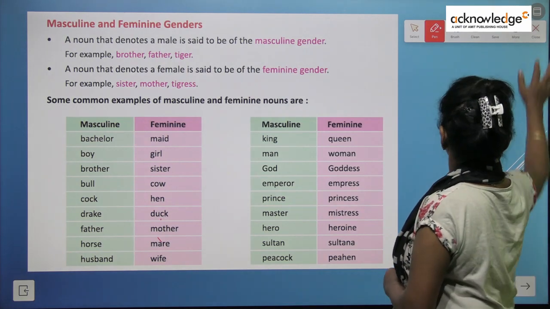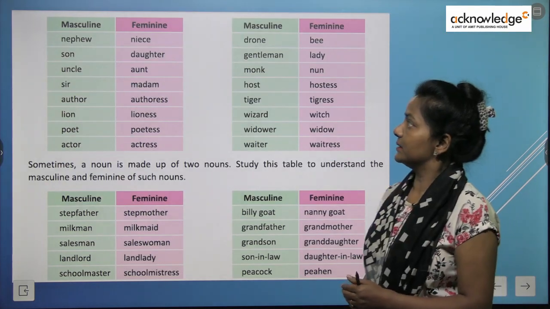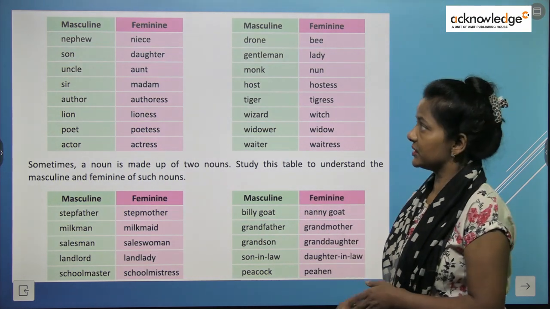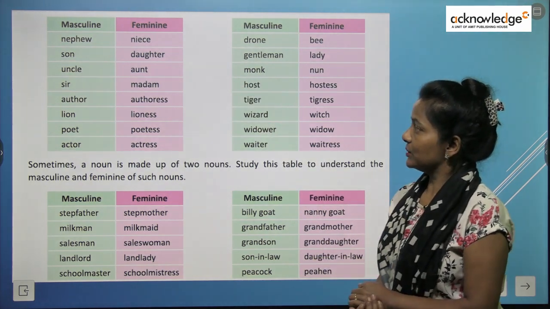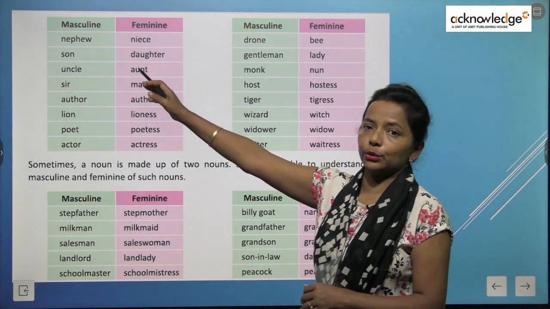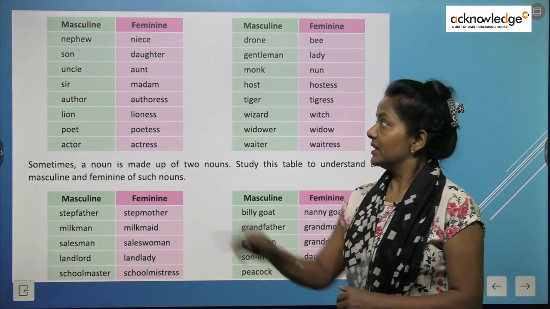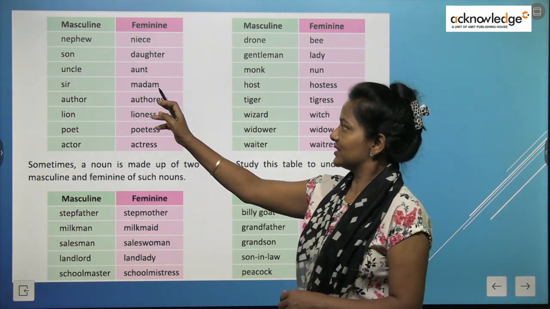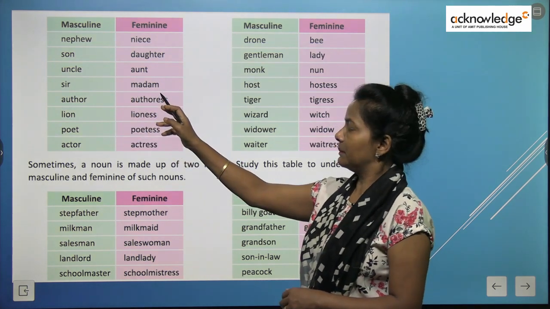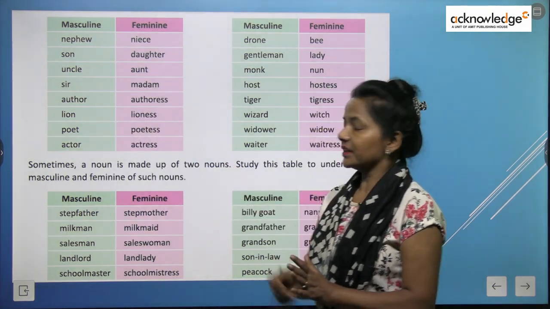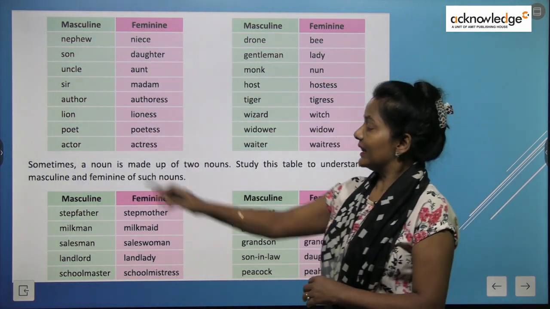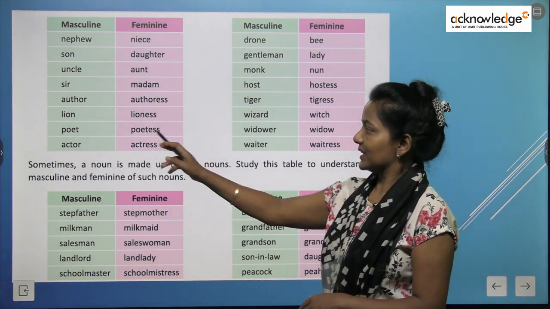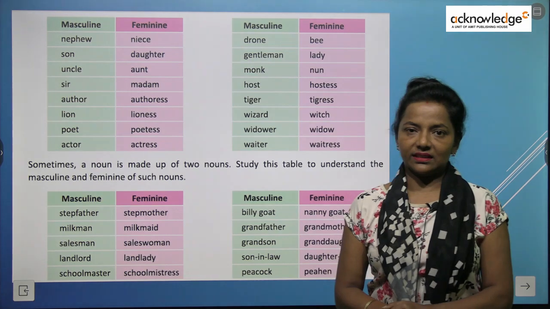Now let's move ahead. What else is there in this? There are more common words which are used as masculine and feminine. So let's see what they are. Nephew, niece, son, daughter, uncle, aunt, sir, madam, author, authoress, lion, lioness, poet, poetess, actor, actress.